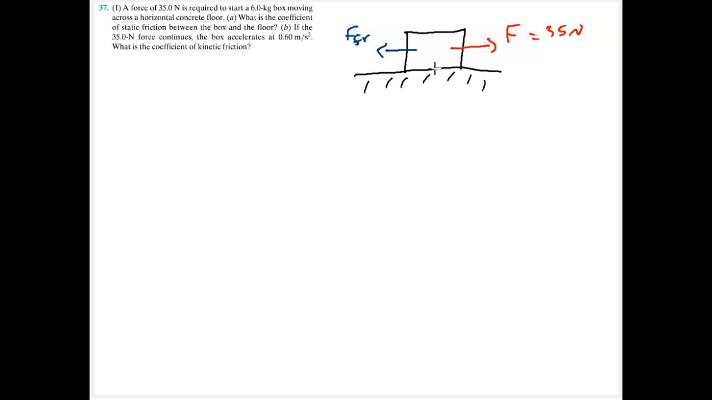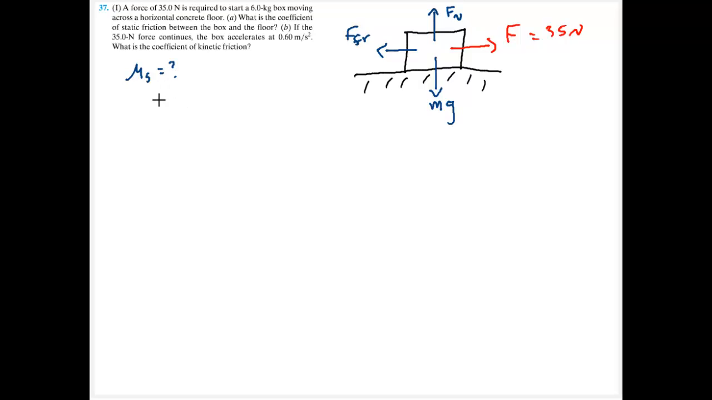Is that all the forces acting on this box? No. We are always going to have mass, and we're always going to have mass times gravity, weight in the downwards direction, and of course that's going to be supported by the normal force of the table pushing up on it. I'm asked to find first what is the coefficient of static friction equal to.